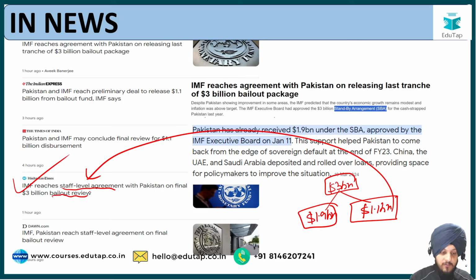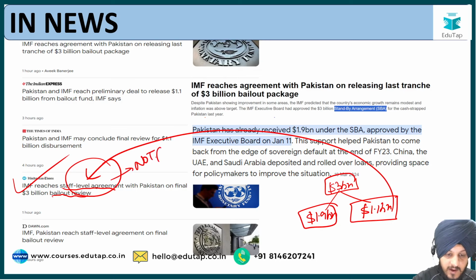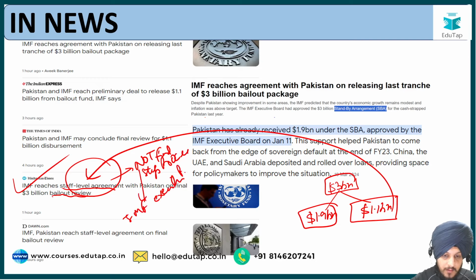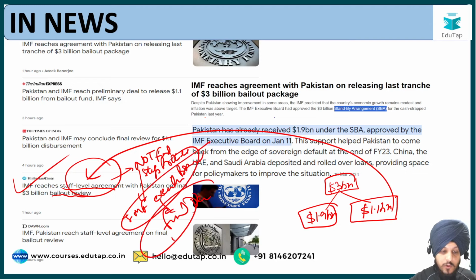Now what is staff level agreement? So staff level agreement is nothing but it is the preliminary agreement that is between the country's government and the IMF staff regarding the terms and conditions of the proposed financial program. So basically it is not the final step of the process. Once the staff level agreement has reached, after that the IMF executive board, they will take the final decision. So I hope this is clear to you.